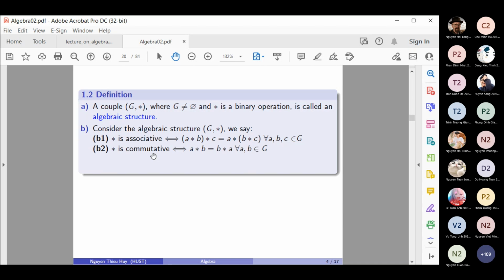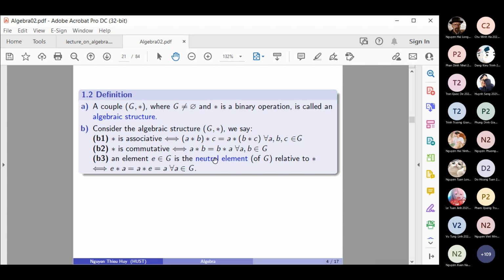But for the next property, the star is called commutative if, when we interchange the order of elements, the result is unchanged. So A star B is the same as B star A for all A, B in G. Good. As in the last examples that we saw, addition and multiplication of the real numbers are commutative, but the composition of two mappings is generally not commutative.